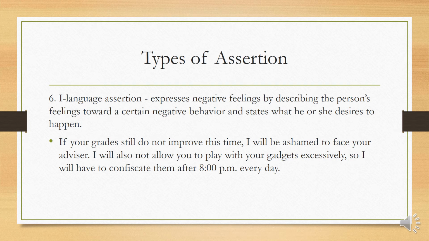Now we are down to the last type of assertion, which is the I language assertion. This expresses negative feelings by describing the person's feelings toward a certain negative behavior and states what he or she desires to happen. For example, if your grades still do not improve this time, I will be ashamed to face your advisor. I will also not allow you to play with your gadgets excessively, so I will have to confiscate them after 8 p.m. every day.